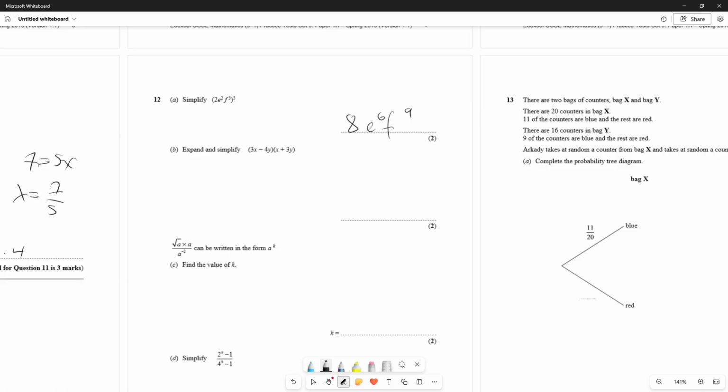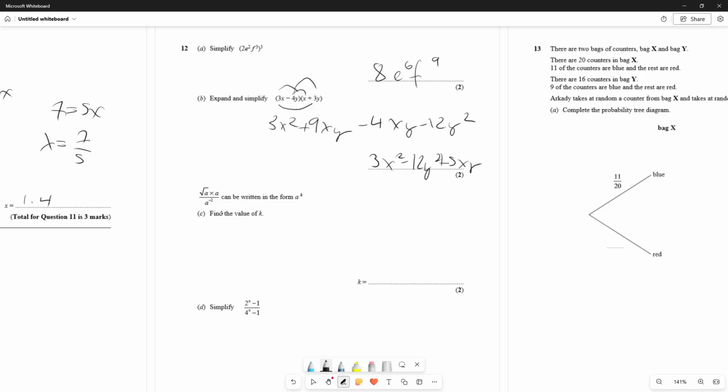Okay. Next, let's expand this part. So let's multiply each part. So we have 3x squared. And then we have 9xy. Then we have minus 4xy. And then we have minus 12y squared. And if we simplify this, we have 3x squared minus 12y squared, and then plus 5xy.